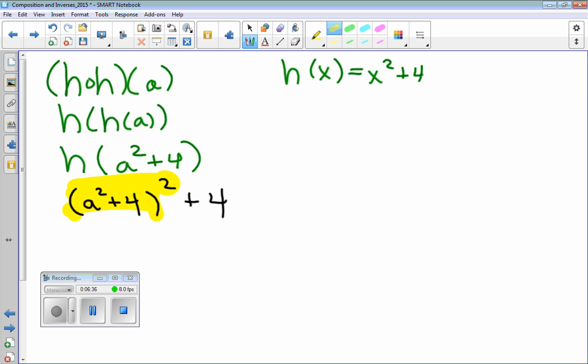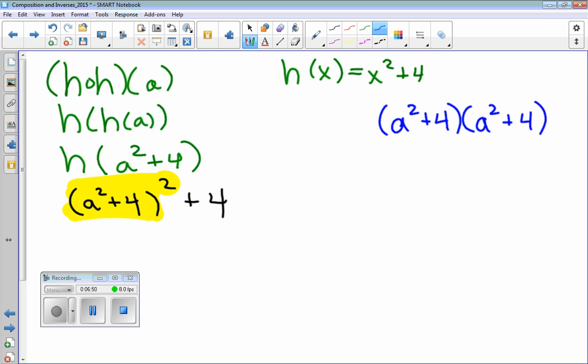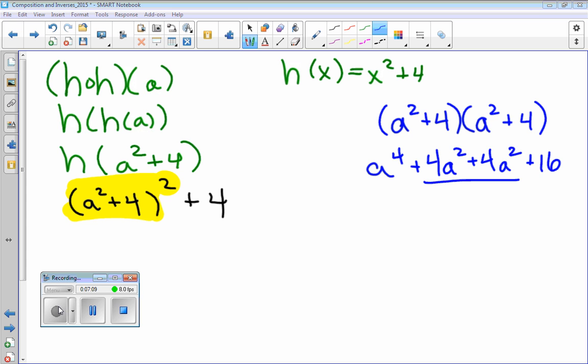Let's go ahead and simplify just this part, and then we'll worry about the plus 4. So we'll do some side work. A squared plus 4, quantity squared, is just A squared plus 4 twice. Do you agree with that? Okay. So now what does it look like we need to do? Right. Now we got to multiply. That's where A to the 4th comes in. So I have A to the 4th, plus 4A squared plus 4A squared plus 16. So combining my like terms, I should get A to the 4th plus 8A squared plus 16.